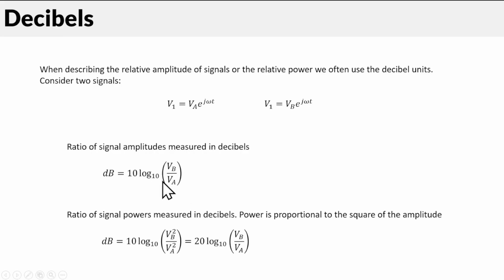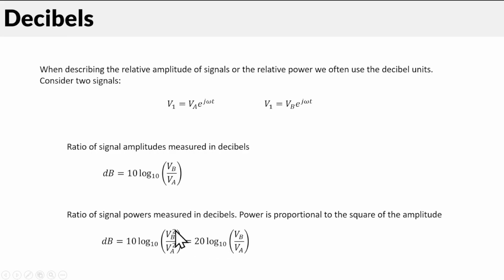We take the log to base 10. This is not the natural log, this is the log to base 10. Then we multiply by 10. If we wanted to do the same with powers rather than with amplitudes, remember the power in an oscillating voltage is proportional to the square of the voltage. Remember V squared over R. And so the power is proportional to the square of the amplitude, so we would ratio the squares.